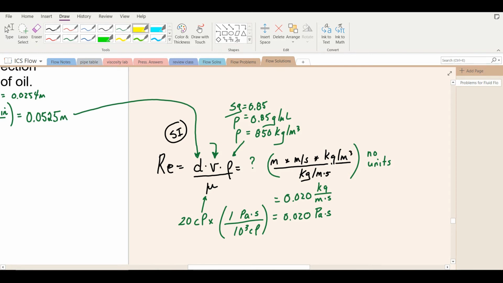We just have two more terms here. So we need the mass density of the fluid in the SI system. Recall the specific gravity of the oil is 0.85, which means its density is 0.85 grams per milliliter. And so in the SI system, that would be 850 kilograms per cubic meter. We also need the absolute viscosity in the SI system. We're given 20 centipoise. Kind of unfamiliar turf to us.